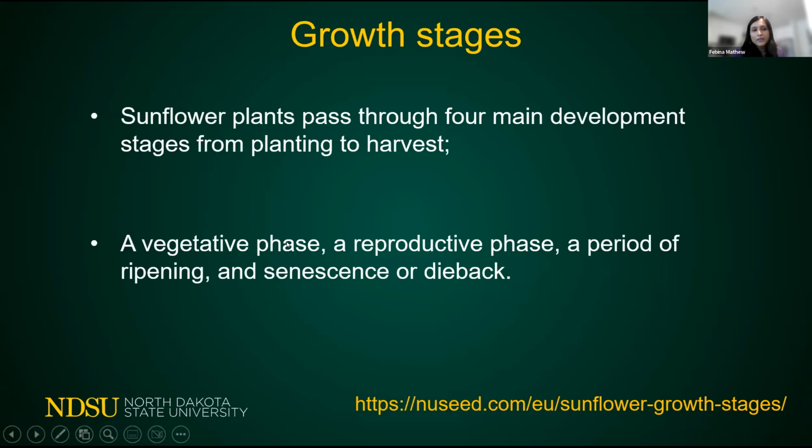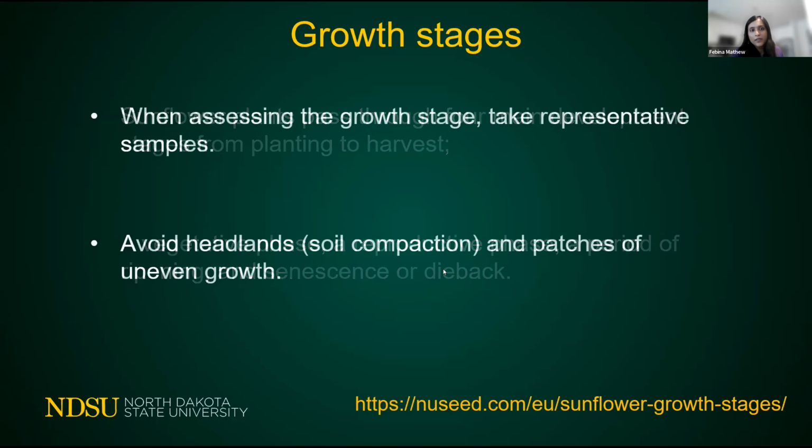So we're looking at 4 phases. There's a vegetative phase, which I like to call the seedling phase. A reproductive phase is when the bud starts to form and it slowly starts coming out of the plant. And then you have a period of ripening, and that's when the seed starts to set and the crop is sort of preparing for harvest. And then you have a natural senescence or dieback, and that's the time when the plant's just ready for harvest.